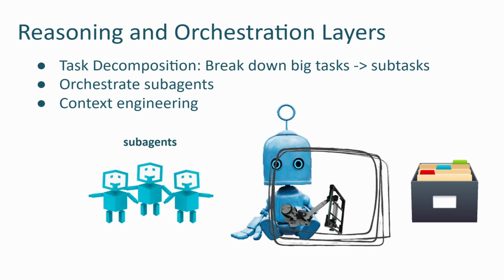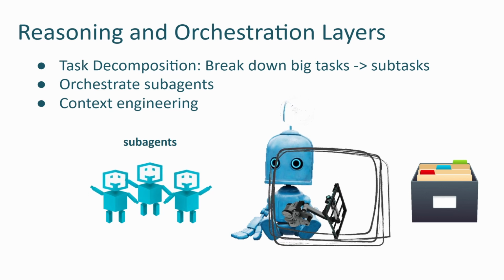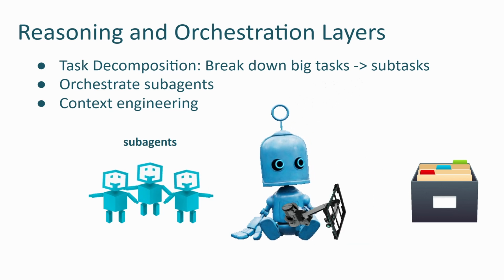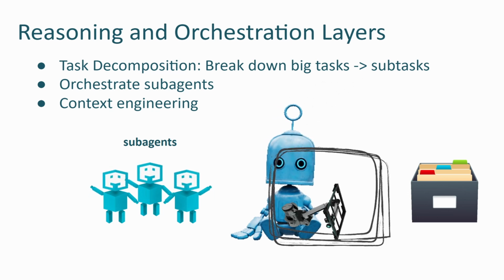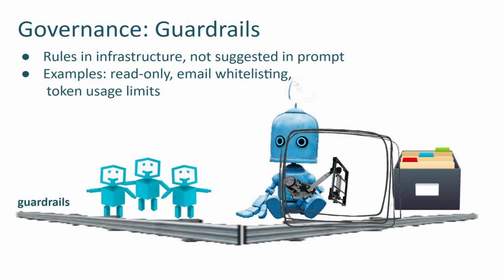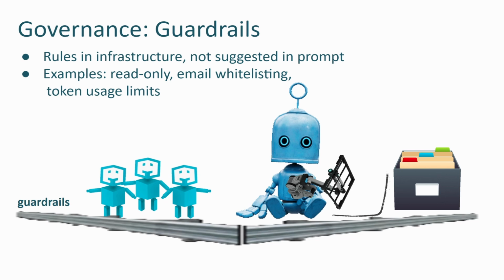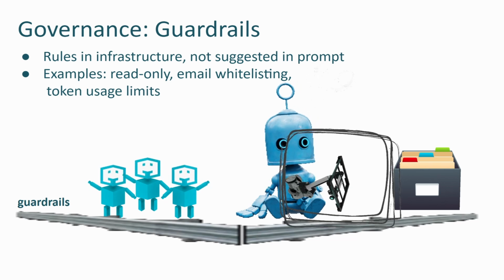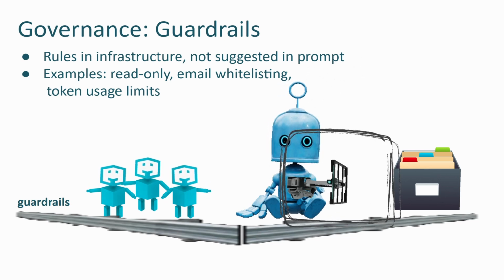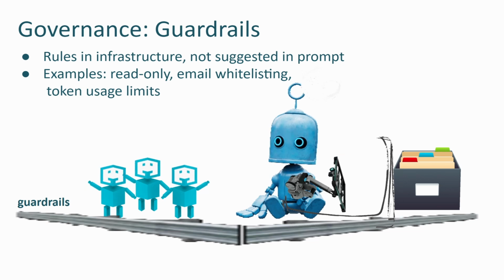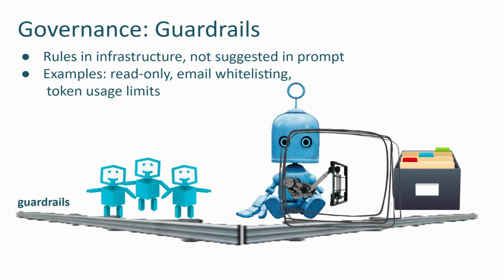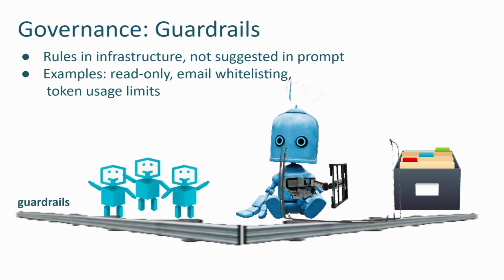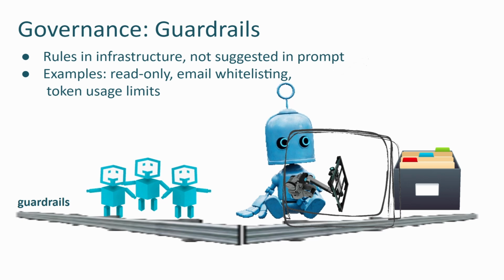Now Fred has tools. He has a sandbox, he has memory, he has orchestration, and he's powerful. And that's exactly when things get dangerous. So we add governance, guardrails that define what Fred can and cannot do. Maybe he can read files, but not write to production. Maybe he can send emails, but only to internal addresses. These are deterministic boundaries written into the infrastructure, not suggestions in a prompt.